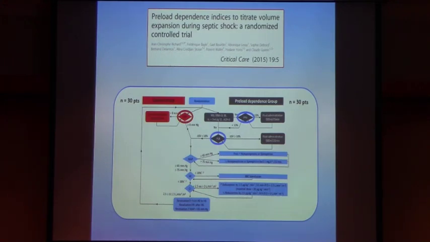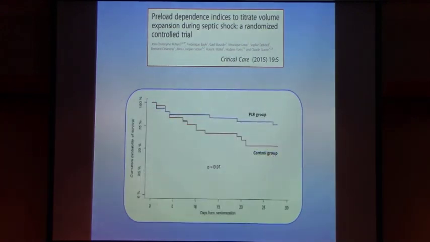In red, the control group using CVP, and in blue, a group which is called the preload dependence group, using either PPV, 5% of patients, and passive leg raising, 95% of patients. And it was a small study, the outcome was not different, but look at the p-value, 0.07. It was not the primary endpoint.